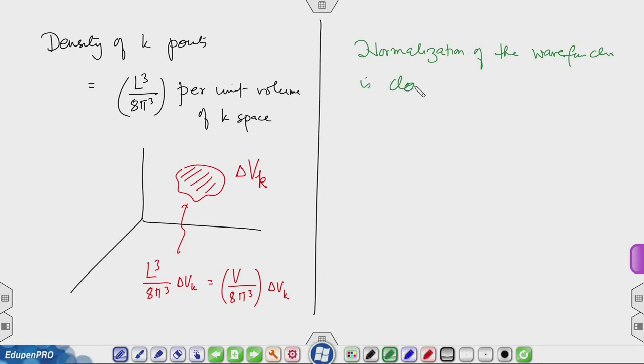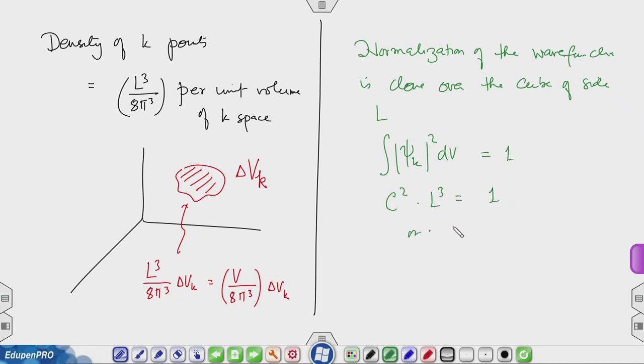Is done over the cube of side L. So, that means integration of psi k mod square dV equal to 1 gives me c square times L cubed equals 1, or c equals square root of 1 over V.